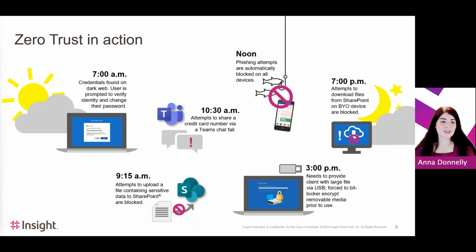Lastly, at 7 o'clock, he goes home, he gets on his home computer, and he tries to download sensitive content from SharePoint onto his own device. It will stop him from doing that, and that's Defender for Cloud Apps that will help identify that content and then say, you cannot bring this outside of the browser, you cannot download this outside of the company's environment.